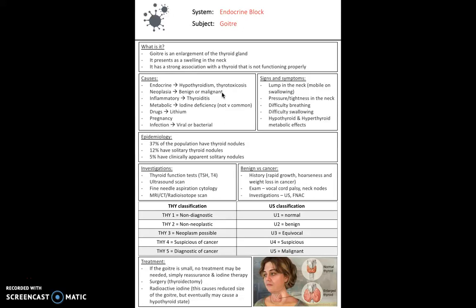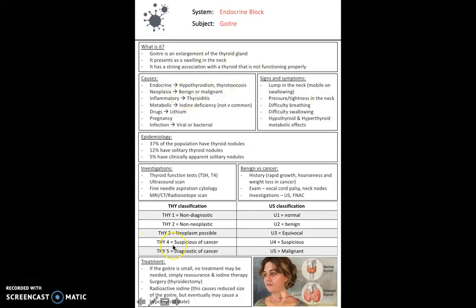So in terms of signs and symptoms, this is really quite obvious. We're seeing a lump in the neck, but what's really clinically important about it is that it moves on swallowing. Patients may also report a change in breathing. They have difficulty breathing and swallowing as a result of the compression and the tightness in the neck. And they also will exhibit metabolic effects of hypo and hyperthyroidism if it's an endocrine cause.